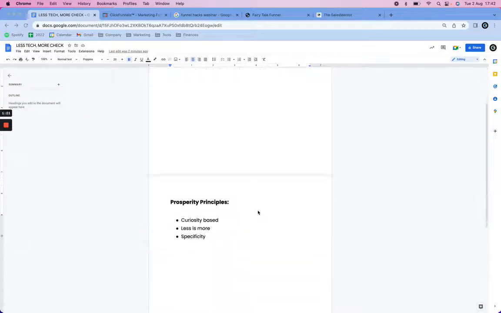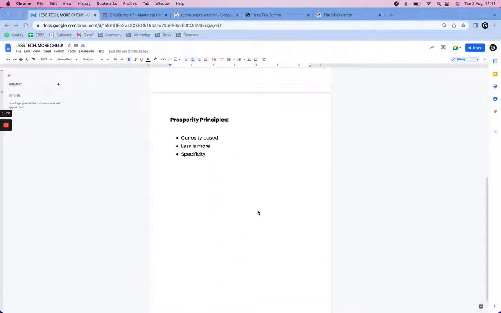So the principles for creating opt-in pages are curiosity, less is more, and specificity. Can't say that word. So, curiosity based. One of the biggest problems I see is people will put too much information on the opt-in pages. And there are a few reasons why this is a big error.